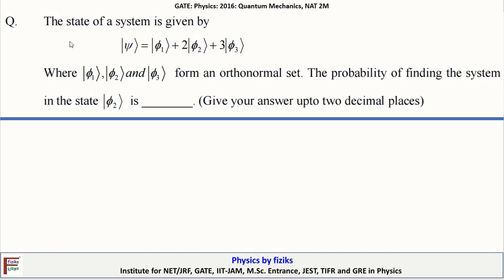The state of a system is given by ψ = φ1 + 2φ2 + 3φ3, where φ1, φ2, φ3 form an orthonormal set. The probability of finding the system in the state φ2 is.